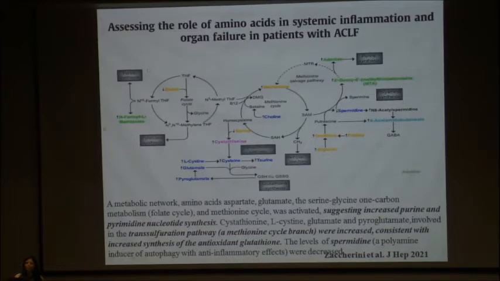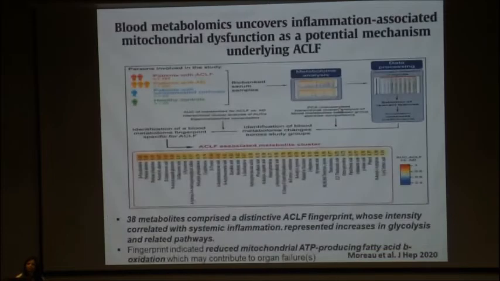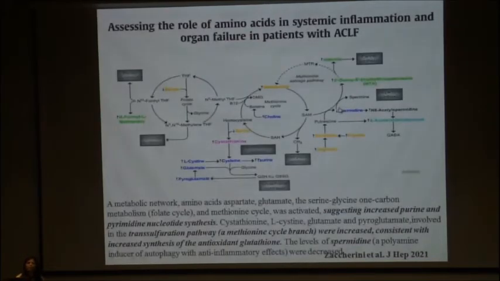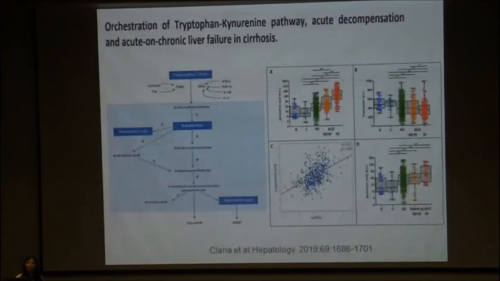And from a similar cohort, they also showed that systemic inflammation dysregulates the amino acid balance in these patients. So there is an increase in the amino acids involved in purine and pyrimidine synthesis, and also in the synthesis of the antioxidant glutathione. All this happens due to systemic inflammation. There is increased proteolysis, and this is all the metabolomics data which has come from the EASL-CLIF consortium to show what is happening in these patients who have systemic inflammation.